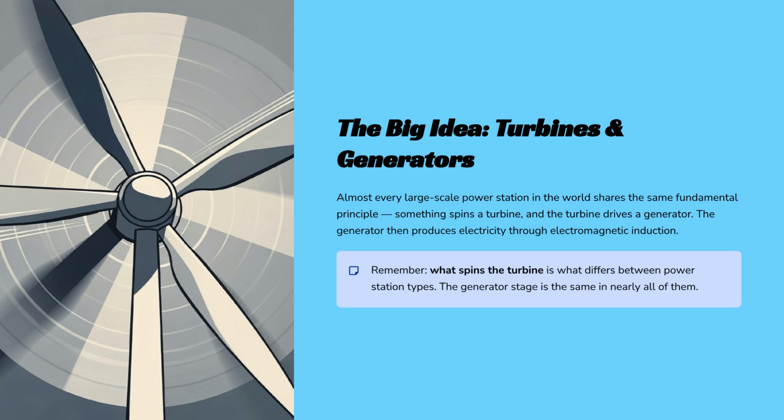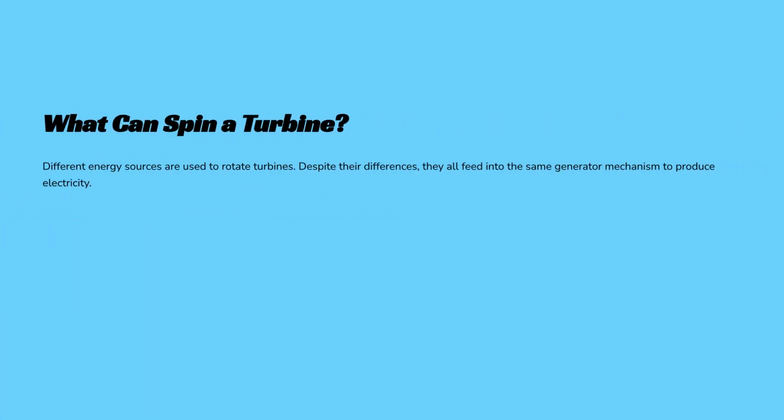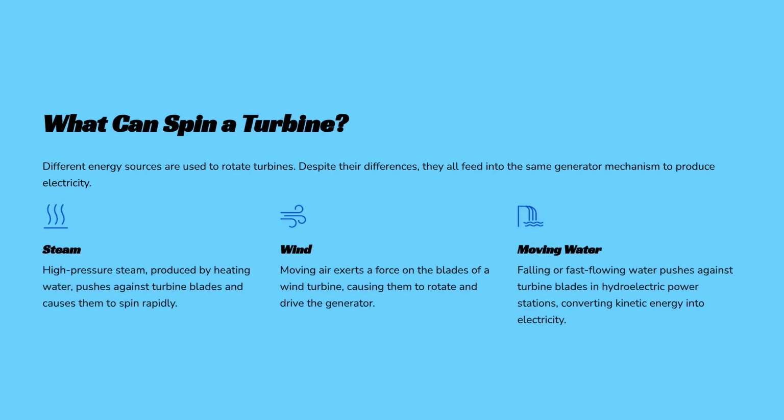The big idea in power generation is that something spins a turbine, which then drives a generator to produce electricity through electromagnetic induction. While the energy source varies, the mechanism remains the same. Common ways to spin a turbine include high-pressure steam, wind, or fast-flowing water.